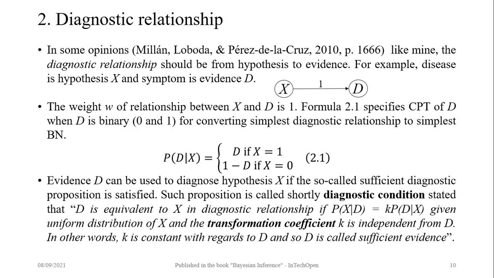In some opinion, Milan, Loboda, Bere de la Cruz, 2010, like mine, the diagnostic relationship should be from hypothesis to evidence. For example, disease is a hypothesis S and symptom is evidence D. See the following figure. The weight W of the relationship between S and D is 1.